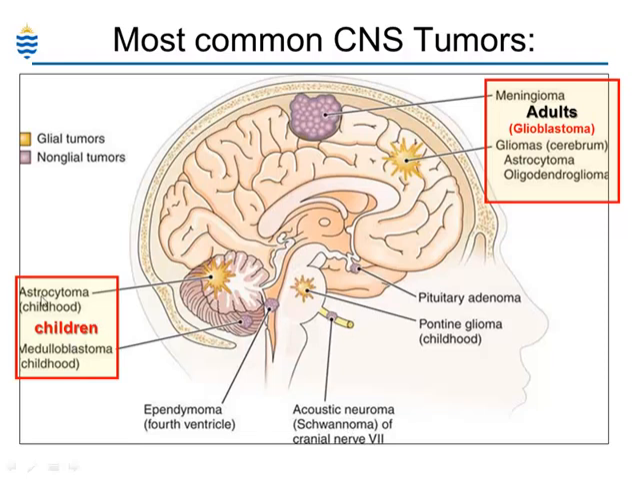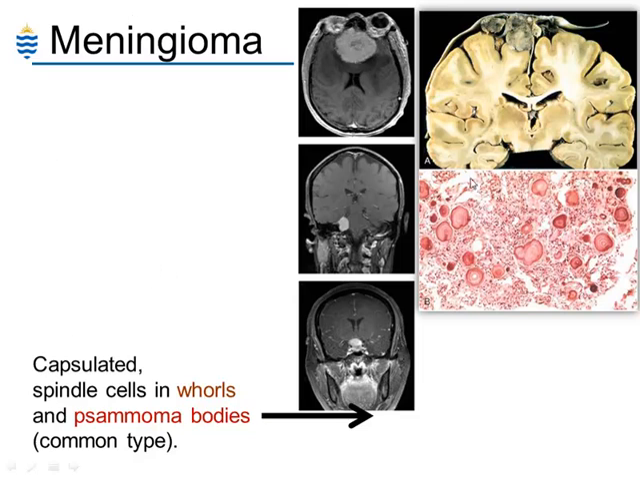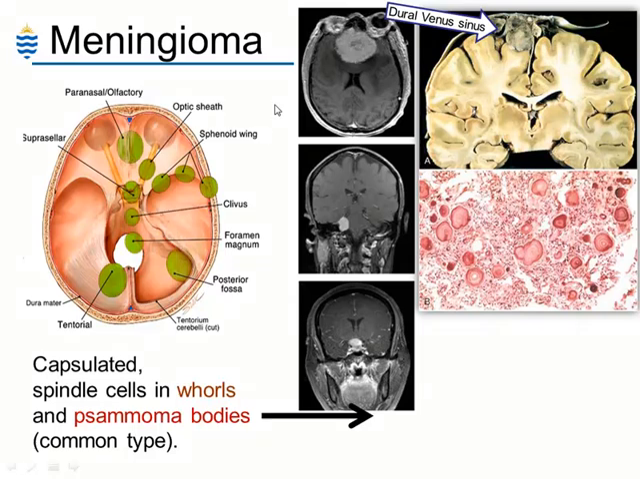So only childhood astrocytoma and medulloblastoma in children, glioblastoma and meningioma in adults. Okay. So in adults it is upper, in children it is lower. Meningioma in the meninges, along the venous sinuses. Origin is from the arachnoid sinuses.